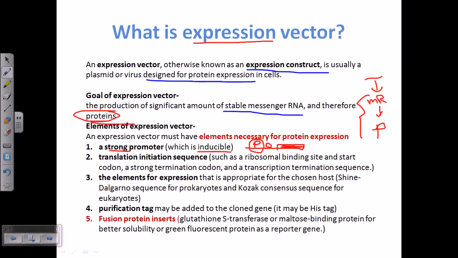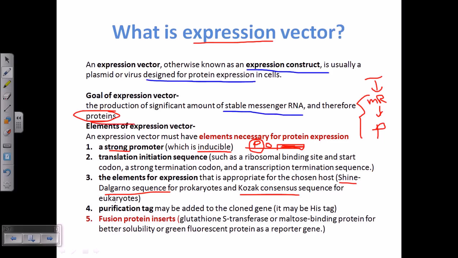The third important thing is the element for expression in an appropriate host. For example, if we need to express this vector inside a bacterial or prokaryotic host, it must carry the Shine-Dalgarno sequence, which is important for the recognition and binding of the ribosome and initiation of translation. And if we want to express our expression vector in a eukaryotic system, it must have the Kozak consensus sequences, right? So it must have the necessary elements for expression in the appropriate host.